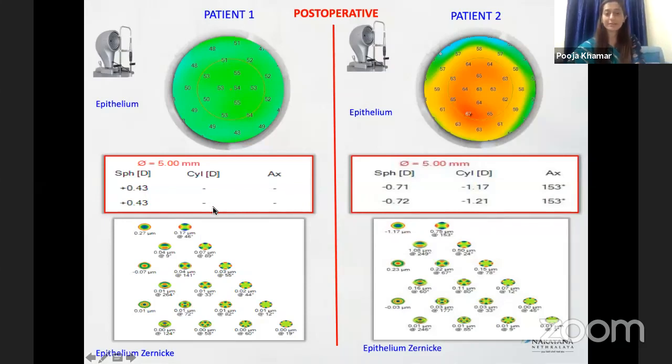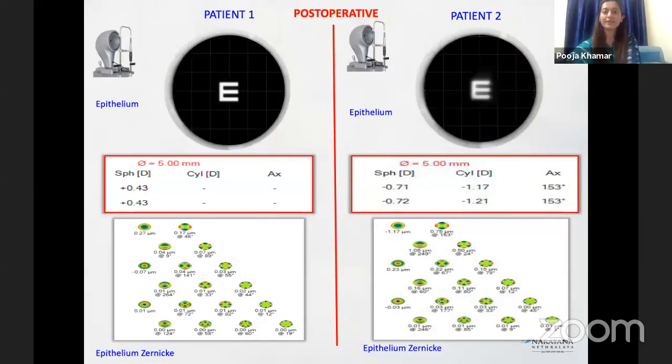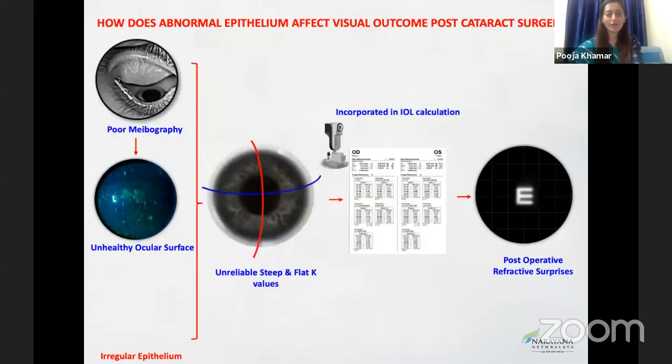So probably this is the reason that the second patient is unhappy, and the first patient, who had a healthy epithelium where we did the surgery, was happy. Till now, whenever there's a poor meibography or an unhealthy ocular surface, we treat it. We know that it gives you an unreliable steep and flat K, and it affects your post-operative outcomes. However, till date, what we were not seeing is the irregular epithelium, and it needs to be taken into consideration according to this patient.